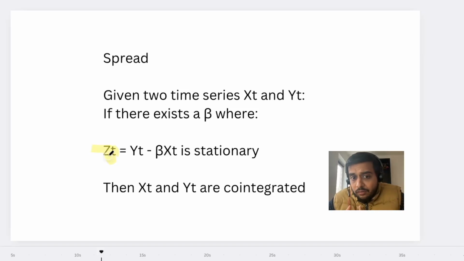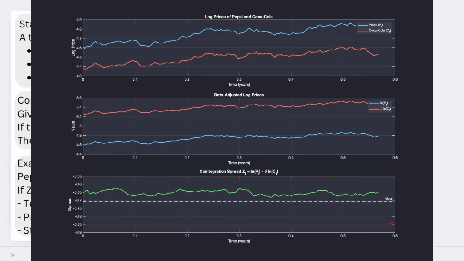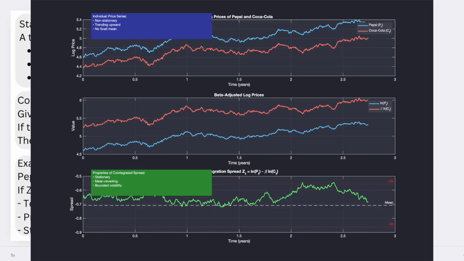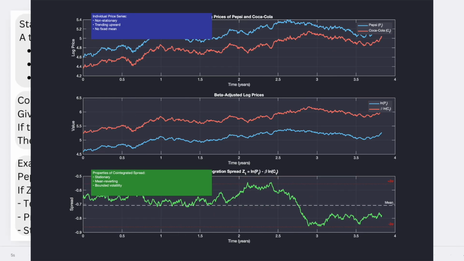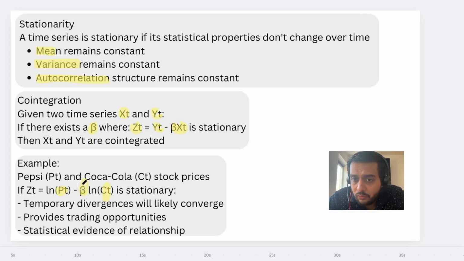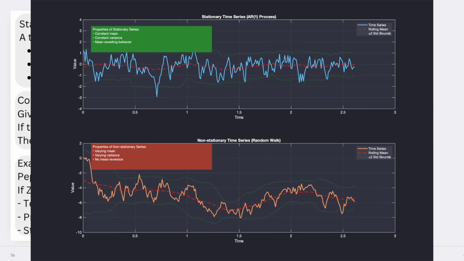So spread is like a signal, an actionable signal that is used in pair trading. For example, if we take Pepsi and Coca-Cola as an example, and if Z_t is defined as the price difference between Pepsi and Coca-Cola with a beta value, what it means is that when the log of Pepsi's price deviates too far from the log of Coca-Cola's price adjusted by beta, the system naturally tends to pull back to equilibrium. This behavior occurs because the stationary spread, or the difference between two price values, ensures that large deviations from the mean are unlikely to persist statistically.